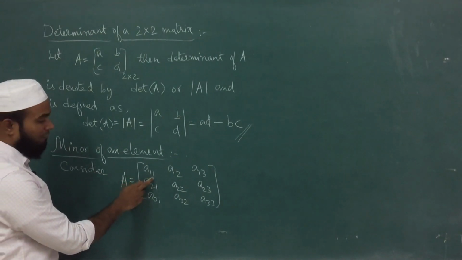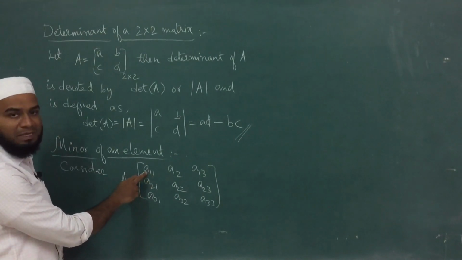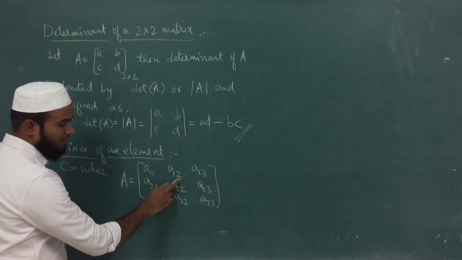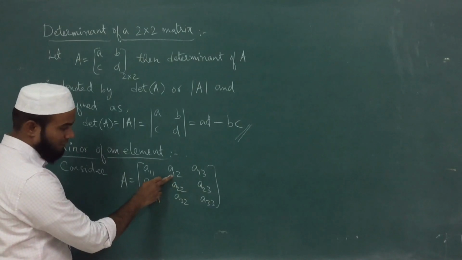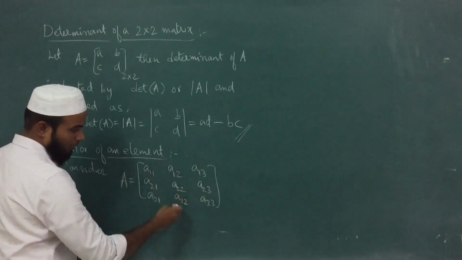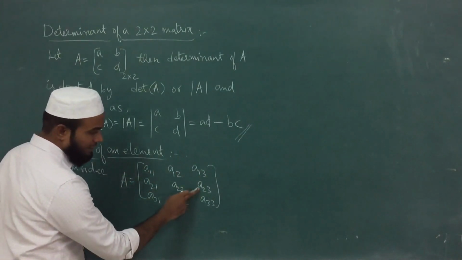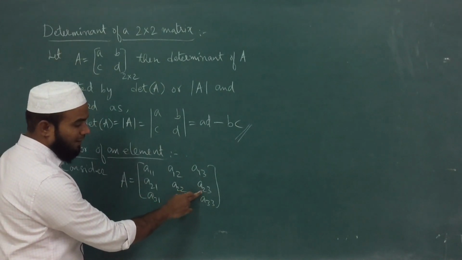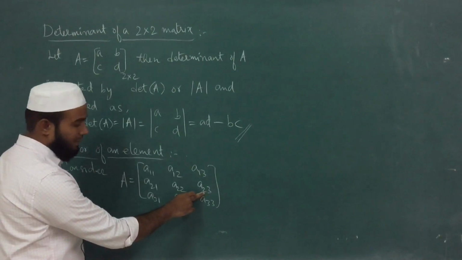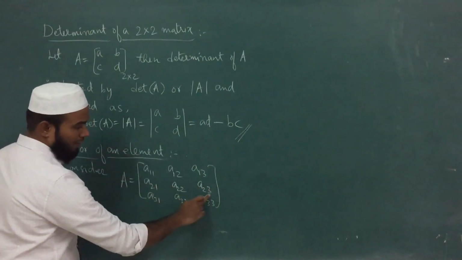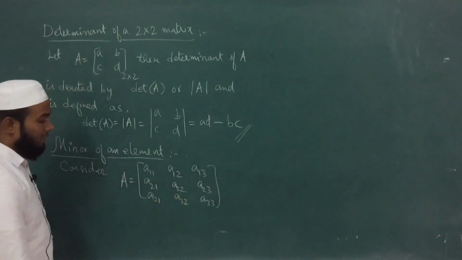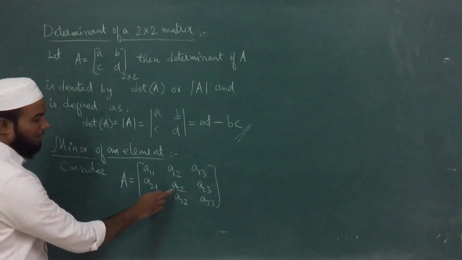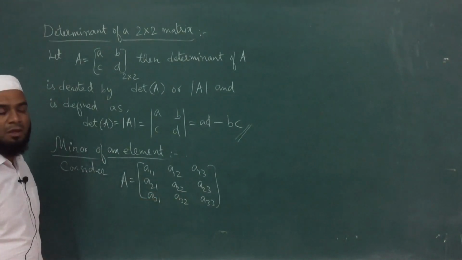This index represents, the first number will represent the row number and the second number will represent the column number. a11 means this entry is present in first row and first column. a12 means this entry is present in first row and second column. Similarly, if you consider this a23, then the entry exists in the second row and third column. These subscripts represent row number and column number. First number represents row and second number represents column.